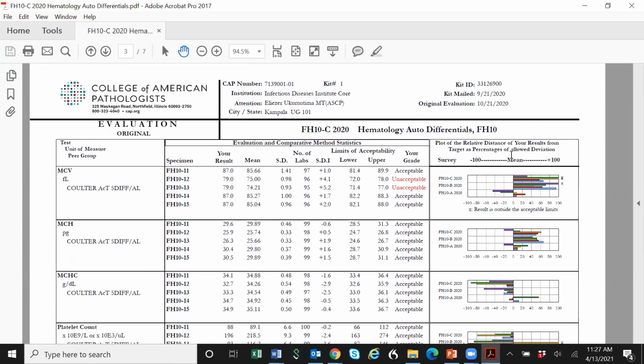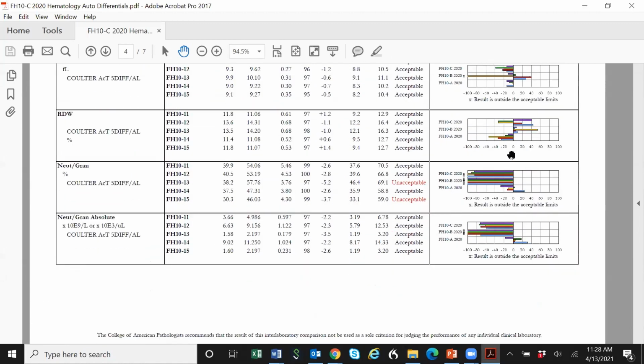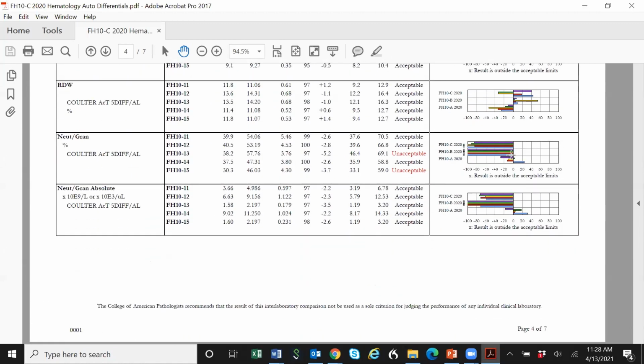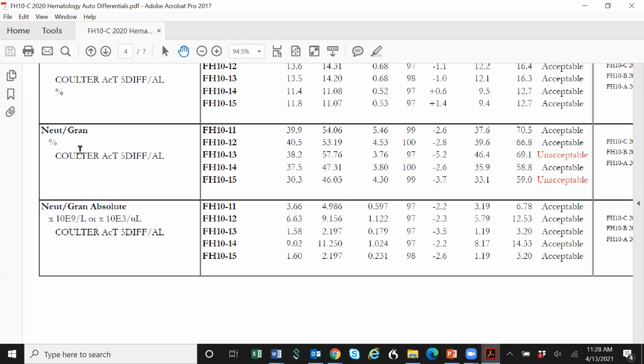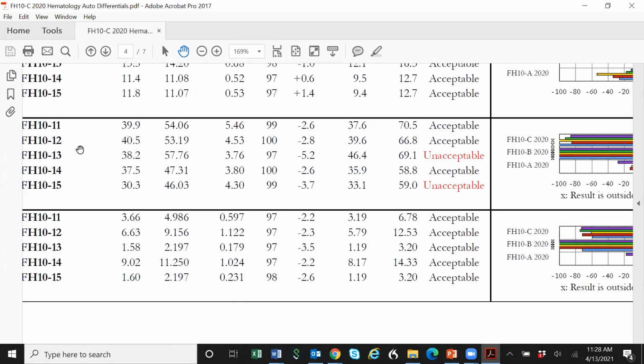Hematocrit is related to MCV because for most automated CBC machines, the hematocrit is calculated based on the MCV and the hemoglobin. So it's not unusual that they will be connected. As you go down, you keep seeing the rest of the automated tests. We also had problems in neutrophils, and we had 2 unacceptable results there.